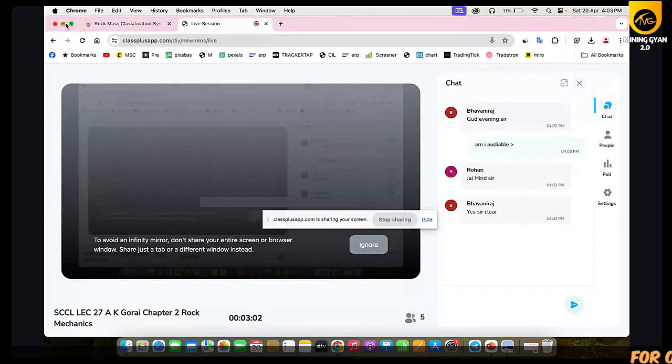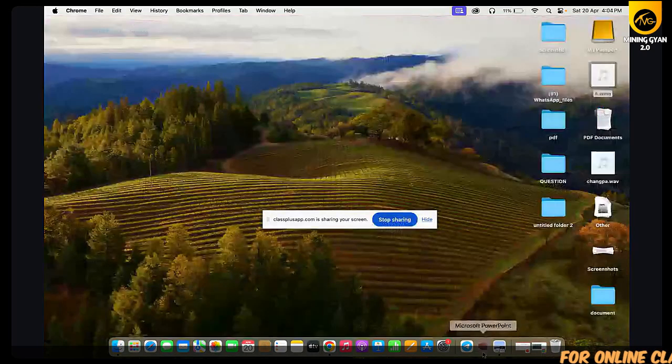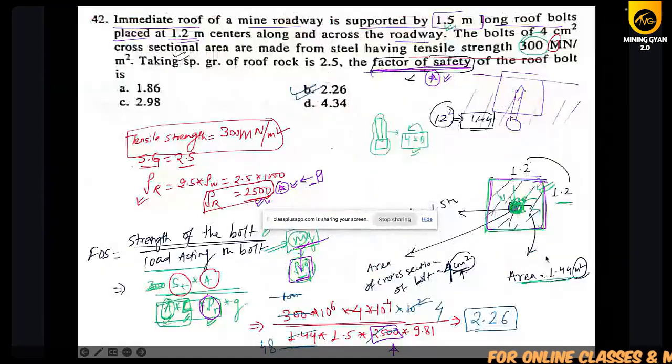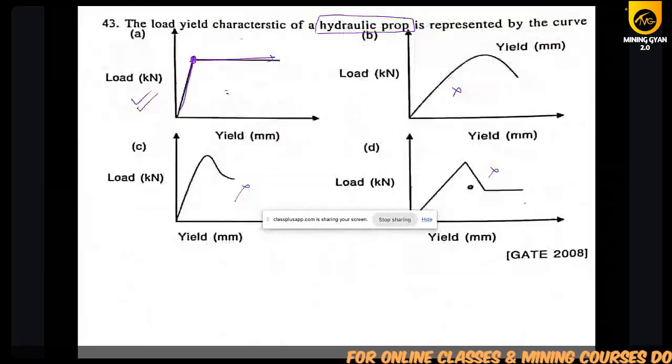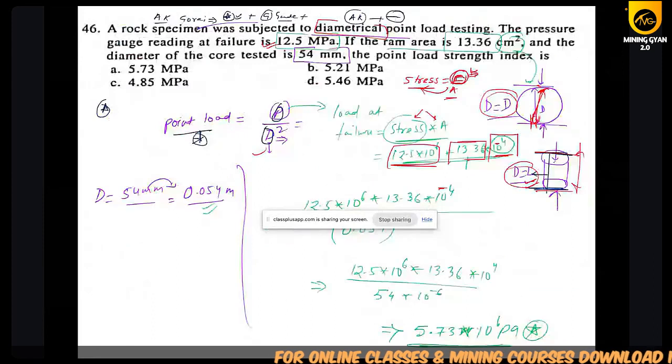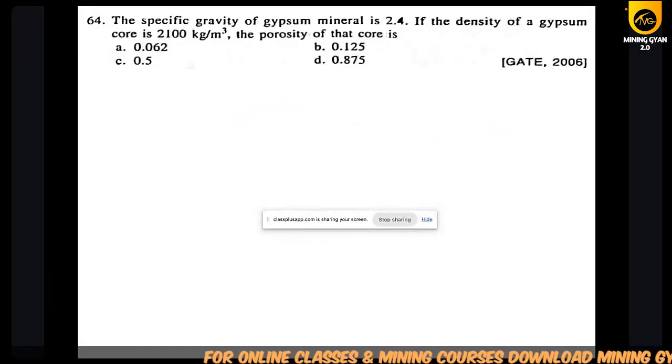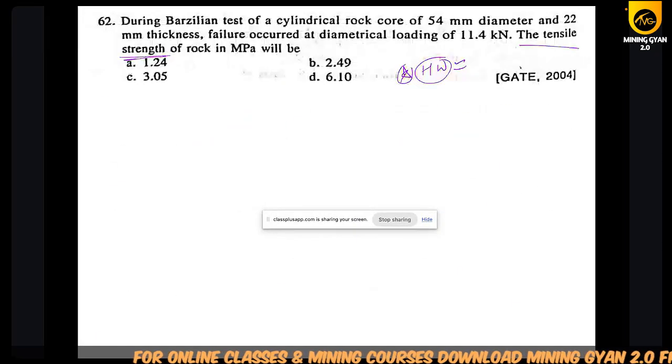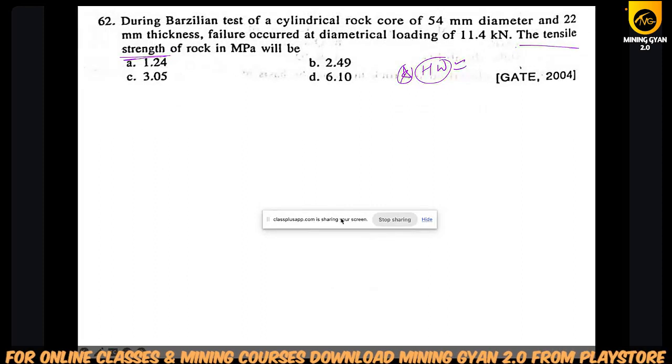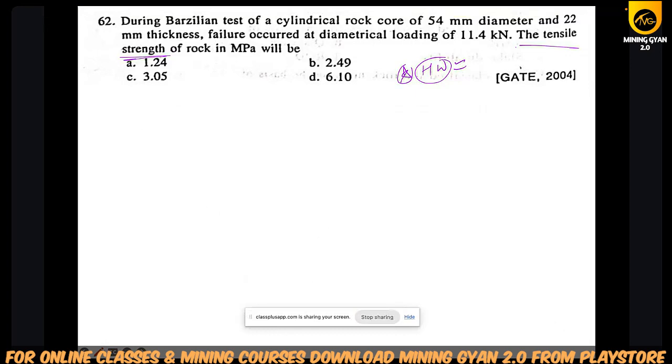So where were we yesterday? Yesterday also we were discussing the rock mechanics questions, numericals. We have discussed up to this, and I gave you a homework, question number 62. Please comment in the chat box if anybody has any doubt, please let me know.